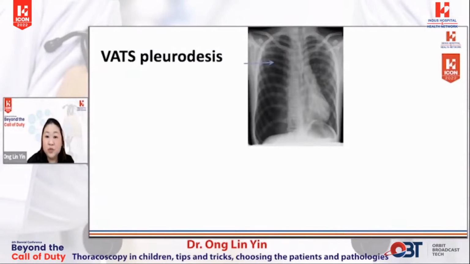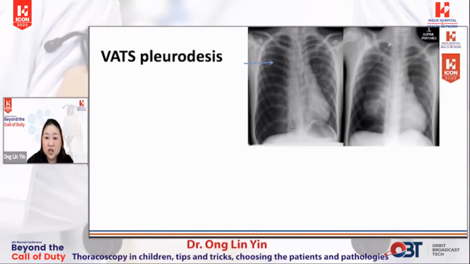In children with obvious bullae, such as this one on the chest X-ray, there is no CT scan required. This child had persistent air leak despite chest tube being on suction, and so was referred to us for consideration of surgery.